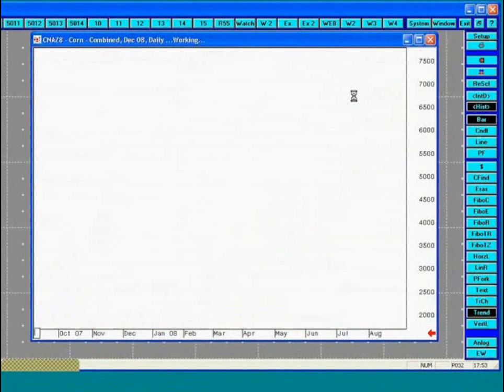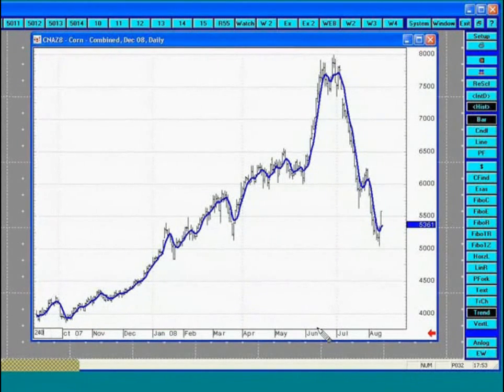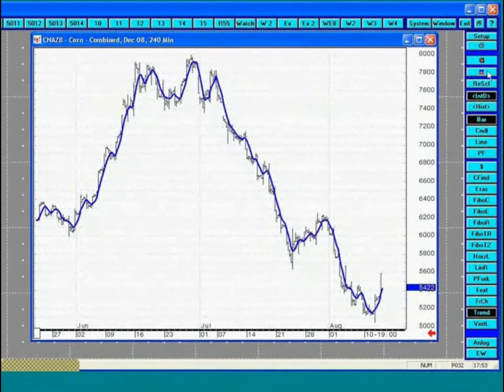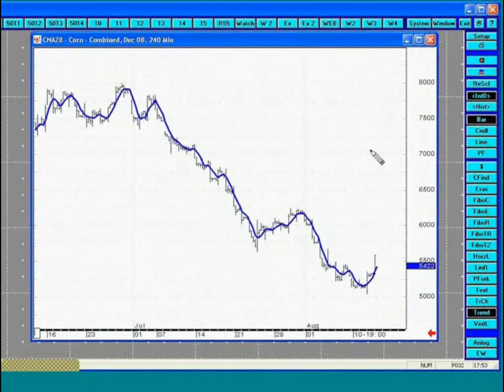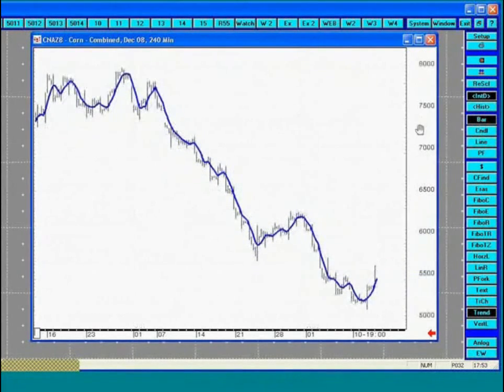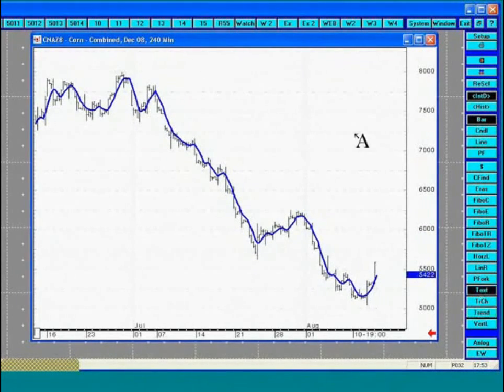And let me get everything set up right. Okay, here was the corn chart we looked at a short time ago. Now, before I start, let me just ask some questions.